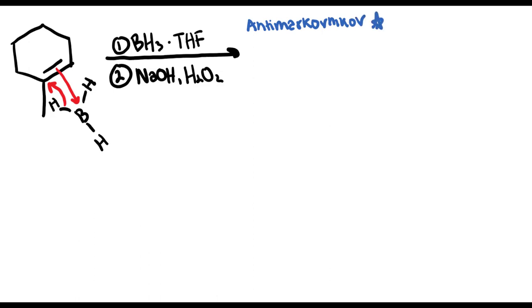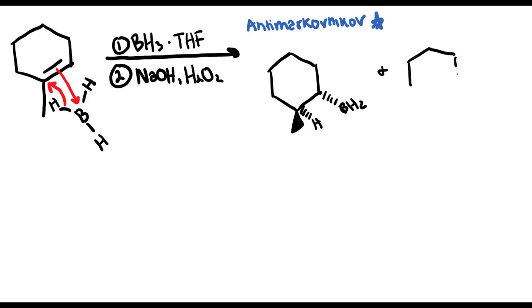So when we go ahead and draw what we get, we're going to add the BH2 and the hydrogen, and we want to add them syn to each other. So I'm going to start by adding both of them on dashes. So my hydrogen will be on a dash, and my BH2 is going to be on a dash. I could also add them both on wedges. If I add them both on wedges, then the hydrogen would be on a wedge, and the BH2 group is going to be on a wedge.